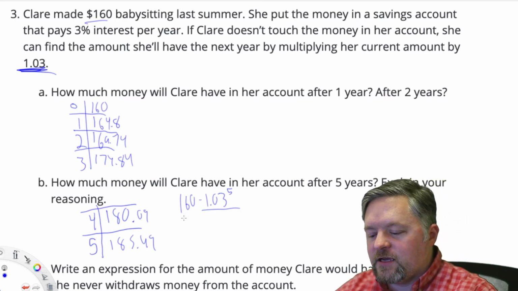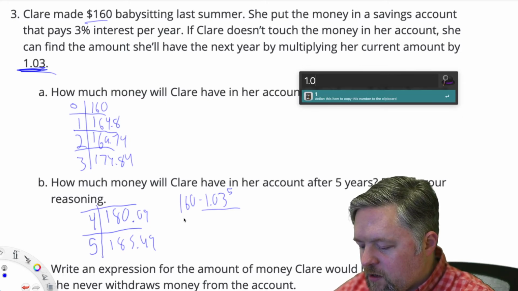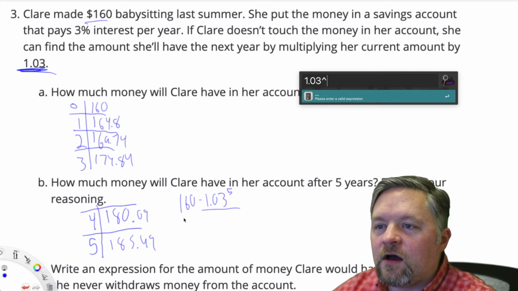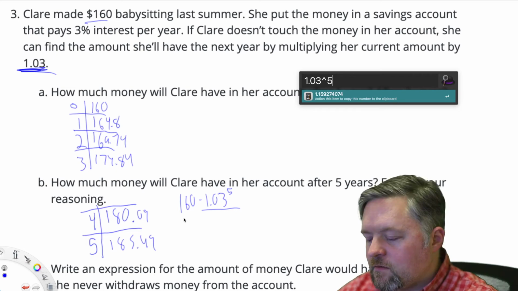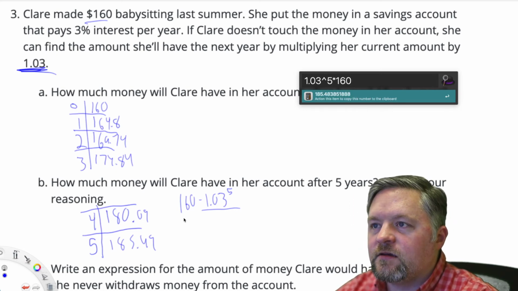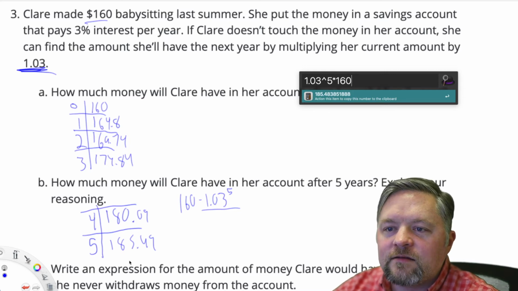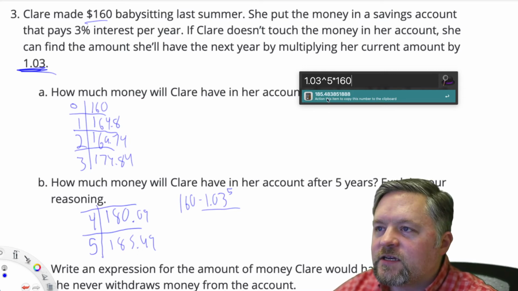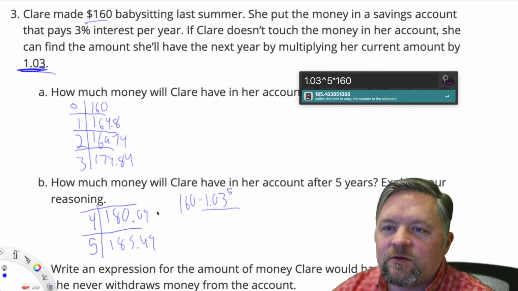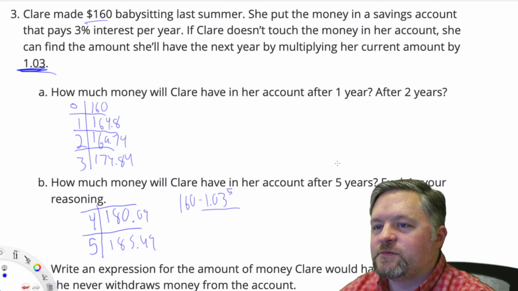Let's skip all the intermediate steps and see what the computer tells us. 1.03 to the power of 5 times 160. 185.40. Hey! That's what we got, with the exception of a little bit of rounding, but we rounded on a few of those. That sure saved us some steps.